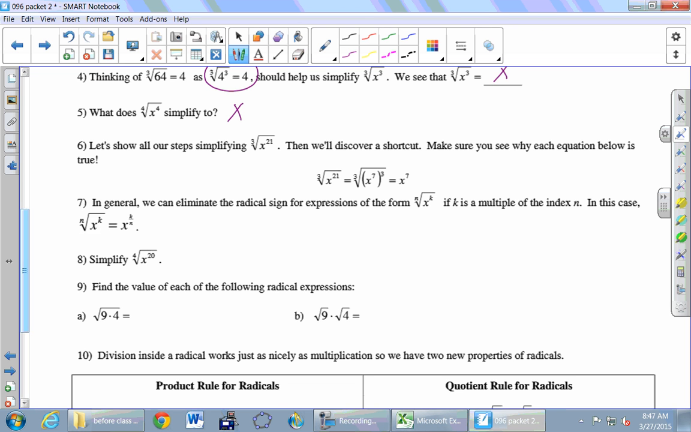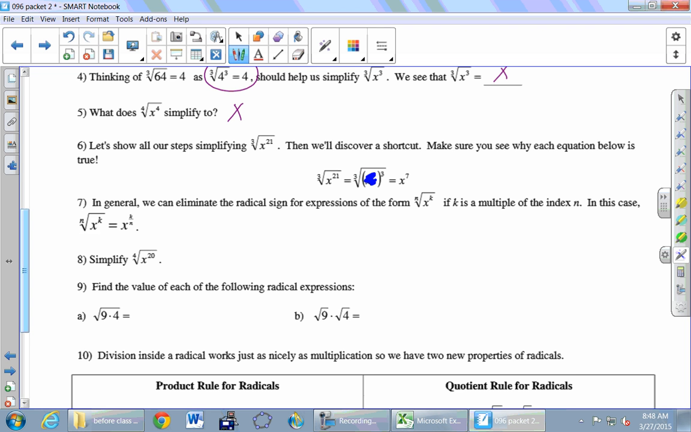Okay, so let's take a look. We're starting with the cube root of x to the 21st. We're now going to talk about how to simplify that expression. So I'm going to cross this thing off for a second. You don't need to cross it off, but just temporarily I'm covering this thing up.